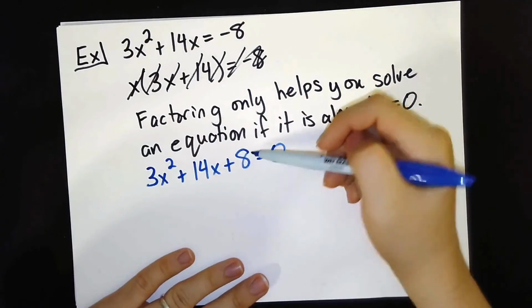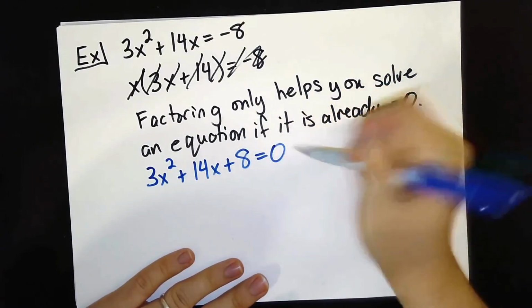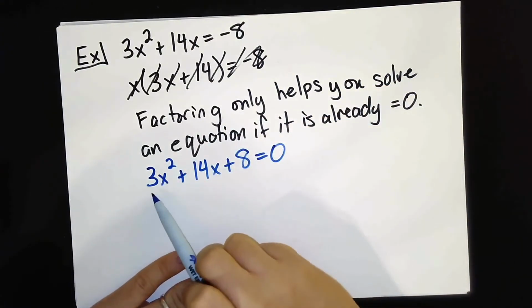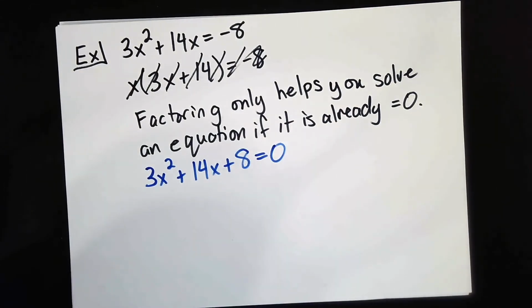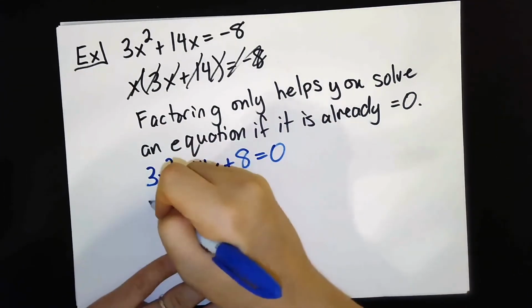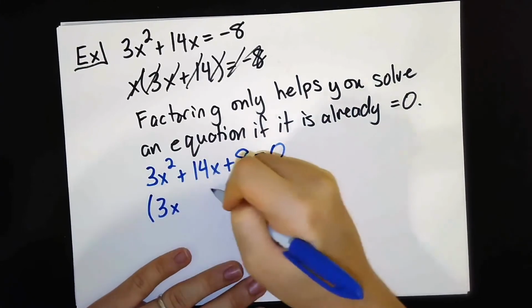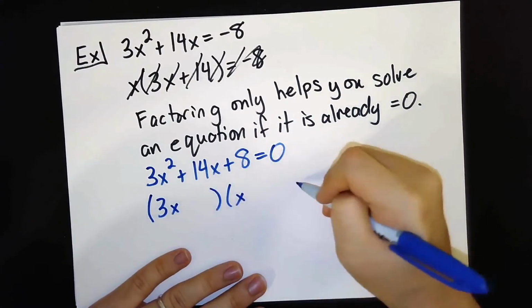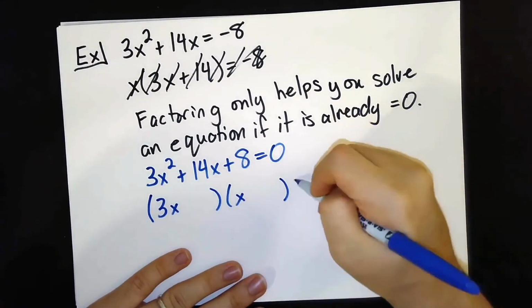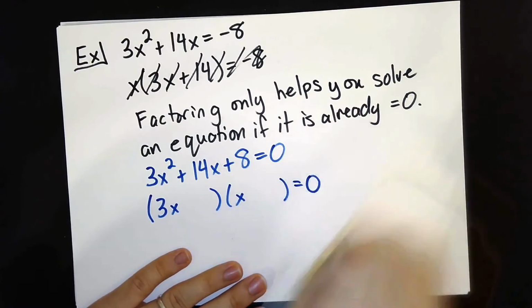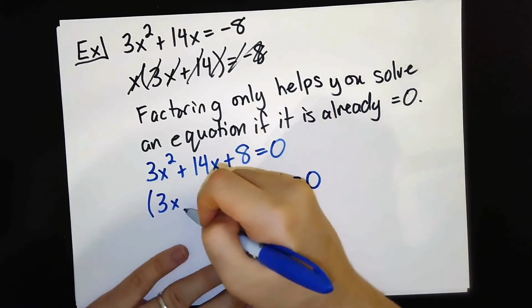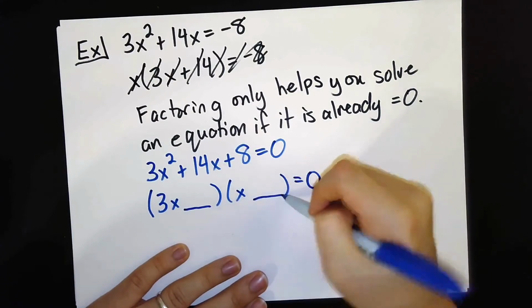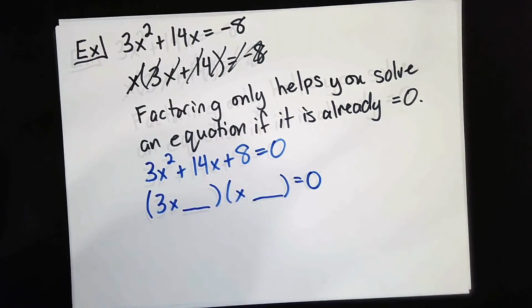Now, when I go ahead and factor this, because there's this 3 here, I'm going to want to break this into something that starts with a 3x and something that starts with an x. Okay. And I again just have to figure out what's going to go in these blanks.